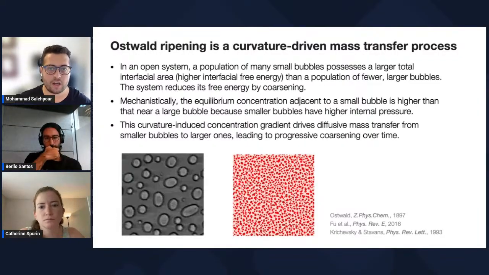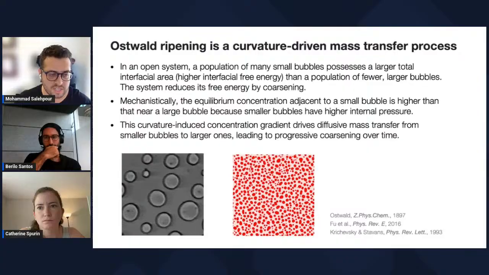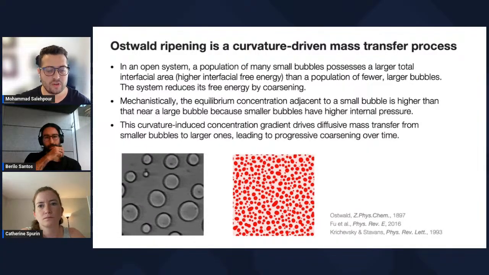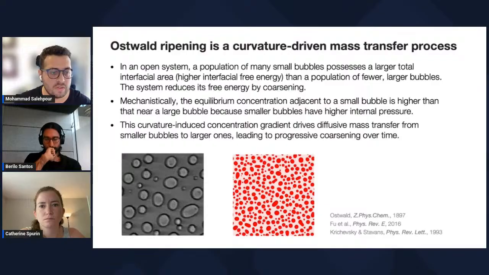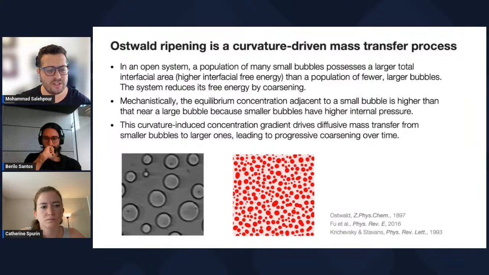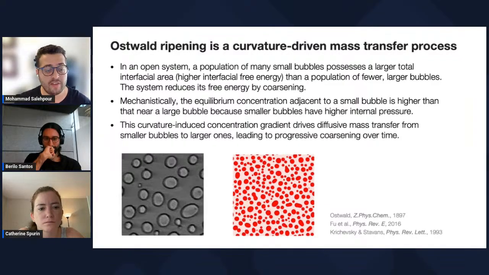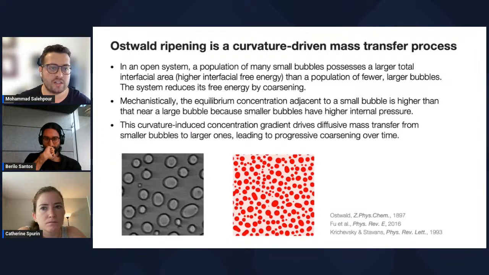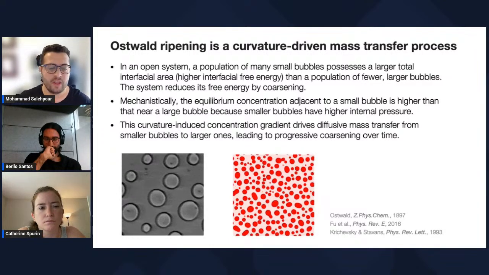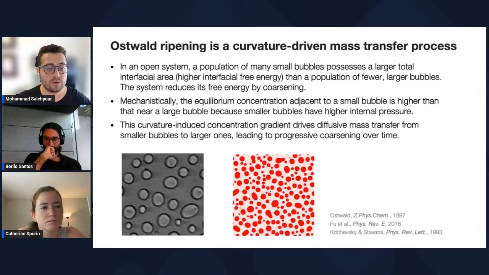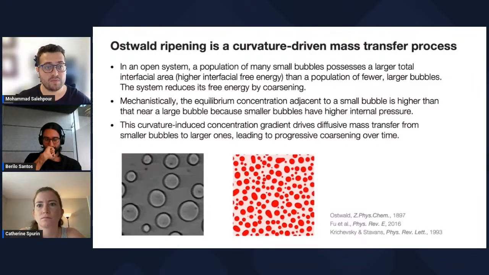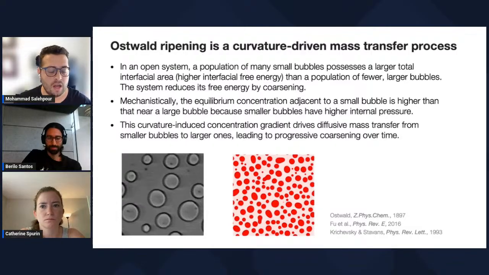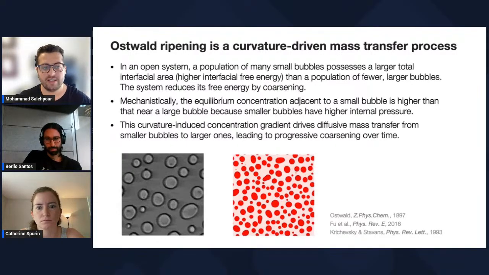Ostwald ripening is a curvature-driven mass transfer process. In an open system, like shown in the figures below, where there is no confinement on the bubbles, a population of many small bubbles has a large surface area or interfacial area, which translates to higher interfacial free energy, compared to when we have fewer, larger bubbles that have smaller interfacial energy. Ostwald ripening, or coarsening, reduces the free energy in the system.